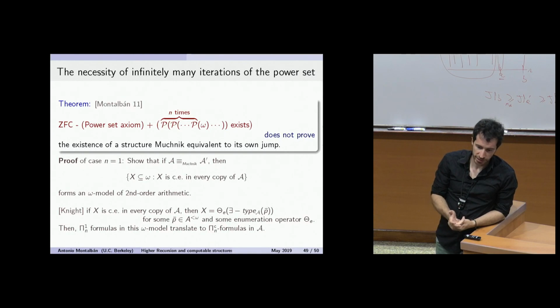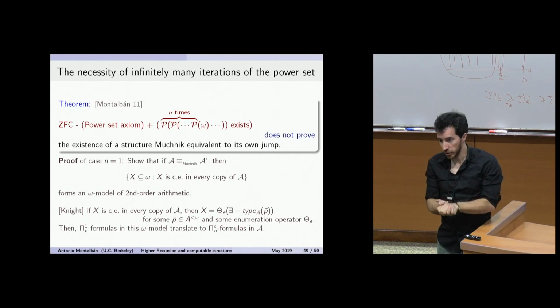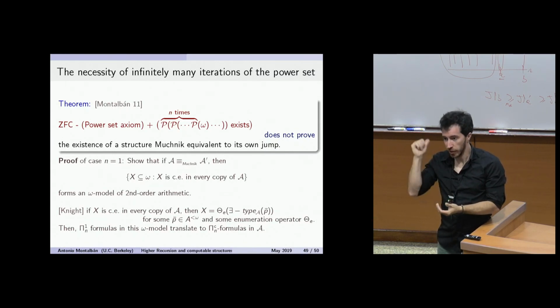Well, the difference is that we're looking for a Muchnik degree that is equivalent to the degree spectrum of some structure, and that one is not. So if you want a structure whose Muchnik degree jumps to itself, it has to be as complicated as that one.